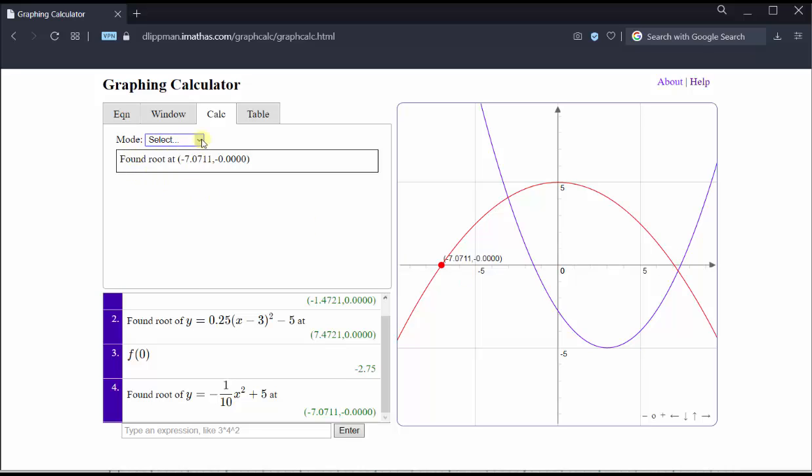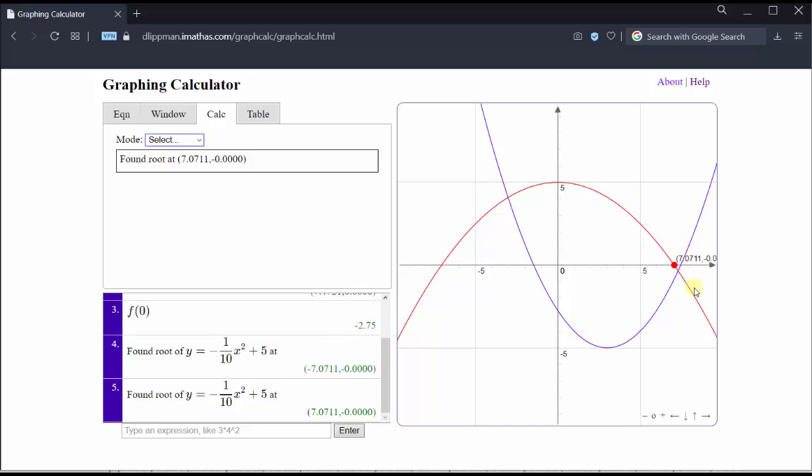Under mode, select root/0, click on the black curve, draw a box around the x-intercept or root on the right, click, hold, and drag to draw the box, let go, and we have the approximate x-intercept or horizontal intercept on the right. And again, notice how both are given here in the calculation window. And again, to find the vertical or y-intercept, which is this point here, we can see it's 0, 5.